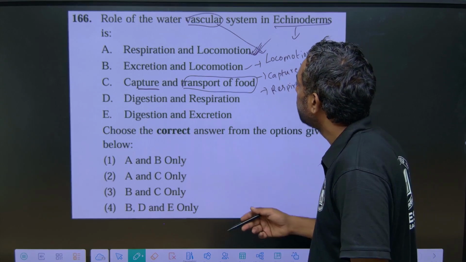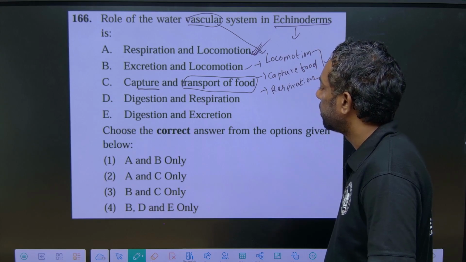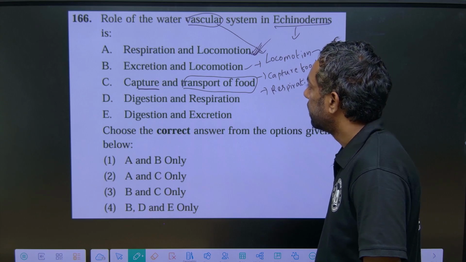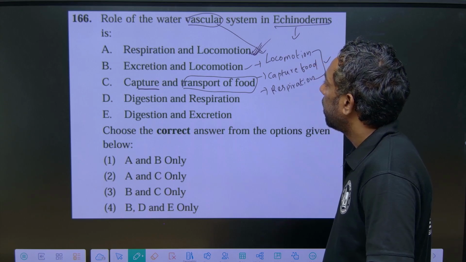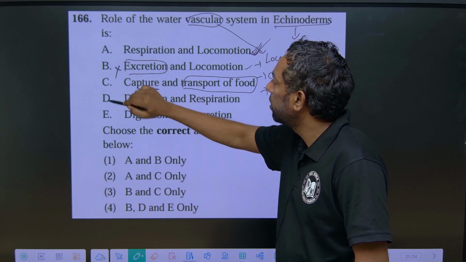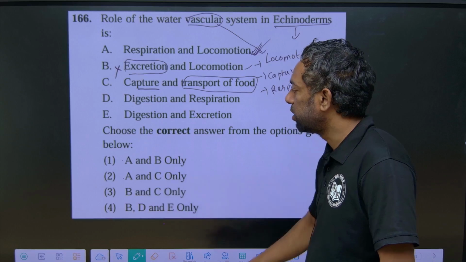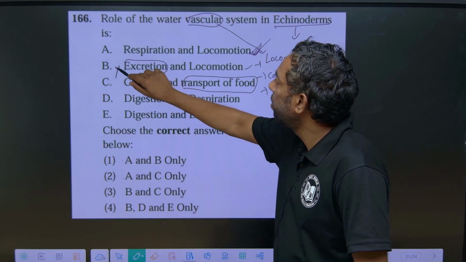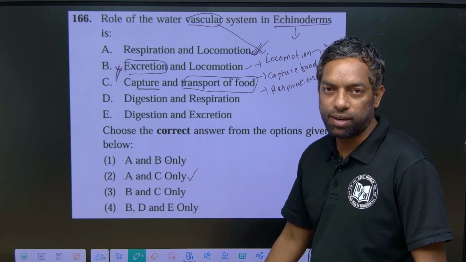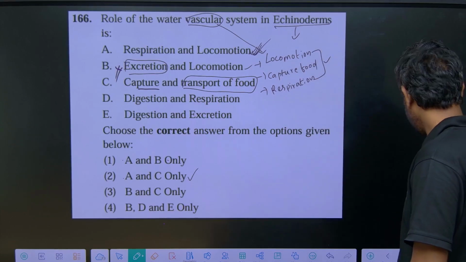B is capture and transport of food, and C is digestion and respiration. Excretion is not there, so not B. So A is the answer. B has to be eliminated, 2 is the answer. Very simple. Next question.